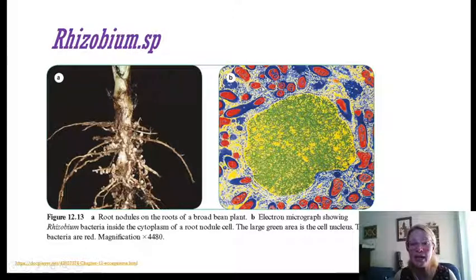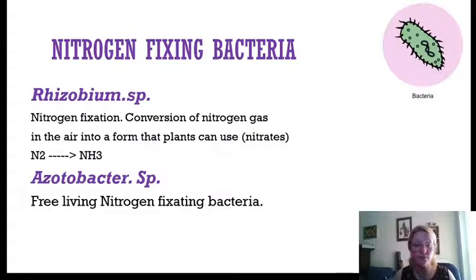Here we've got an electron microscope image of those Rhizobium species living within a cell of the root nodule. So they're actually inside the cell and they're fixing atmospheric nitrogen. We've got various processes taking place there. They'll be converting that nitrogen gas into ammonia. And then that will be converted to nitrates over time, which we'll talk about in just a moment.